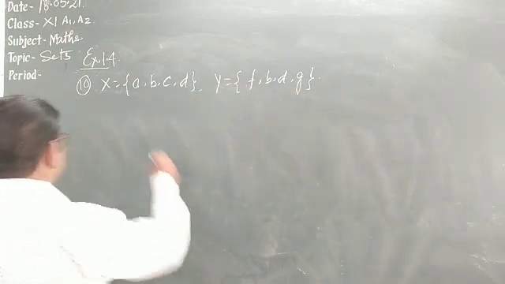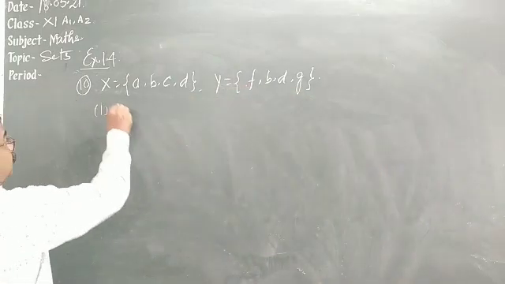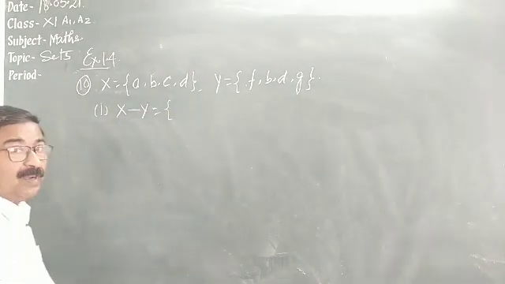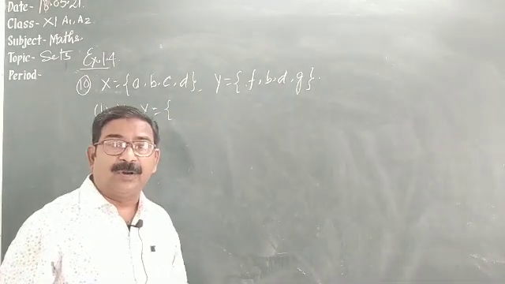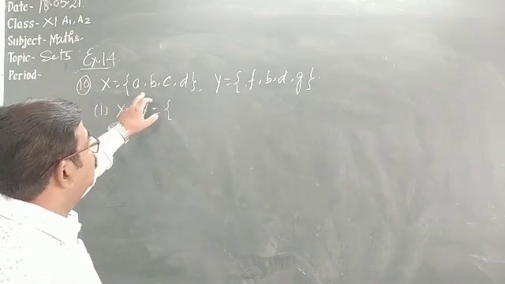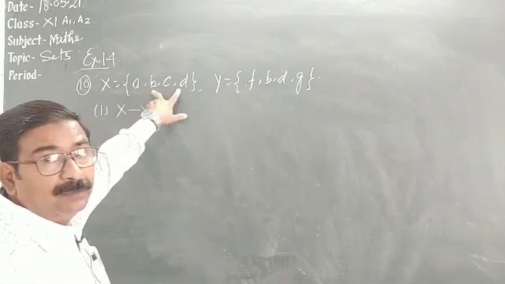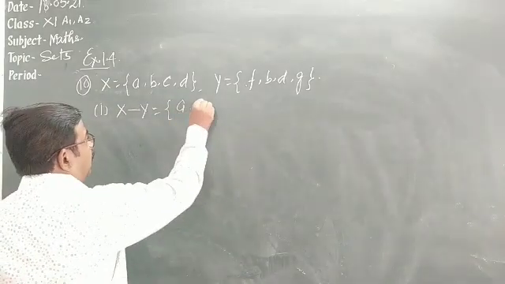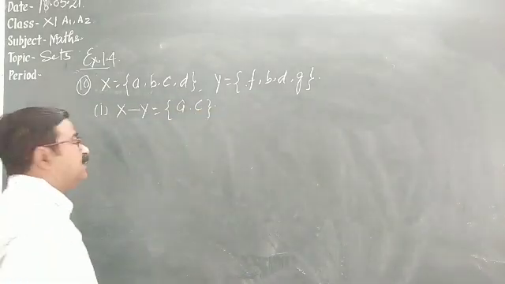So let's see. First part, X minus Y means elements of X which are not found in Y. So we have B and D common, means found. A and C are not found. So A and C are the elements in X minus Y.